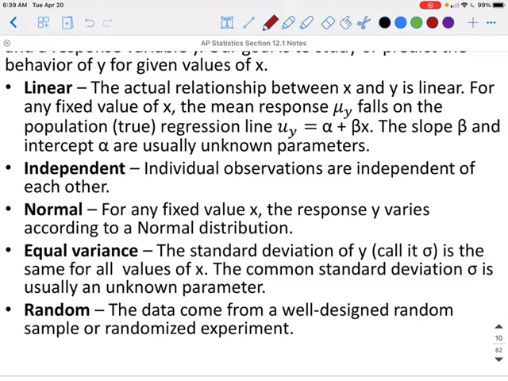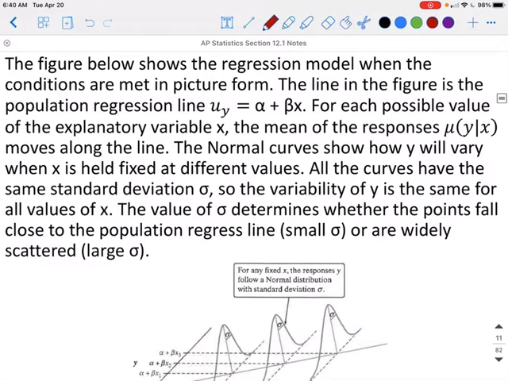We need to have equal variance, so the standard deviation of y, we're going to call it sigma, is the same for all values of x. The common standard deviation sigma is usually an unknown parameter. And it needs to be random, so the data needs to come from a well-designed random sample or randomized experiment.